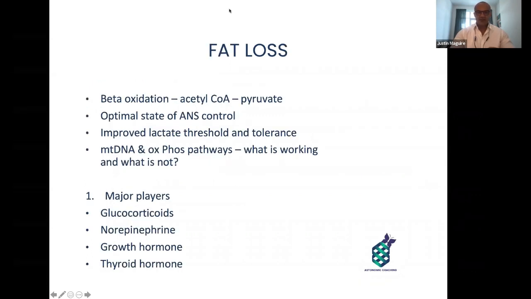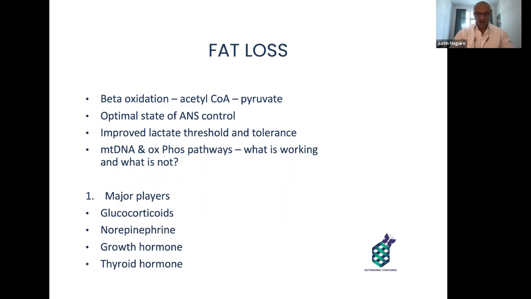Fat loss. All right, so this is where most of us, especially when we're over the age of 30, really want to start concentrating our efforts toward how we can better improve the way our abdominals look, the way in which we are able to fit in our clothing, and just generally the way in which we feel about our bodies. So fat loss is through the activation of beta oxidation pathways.